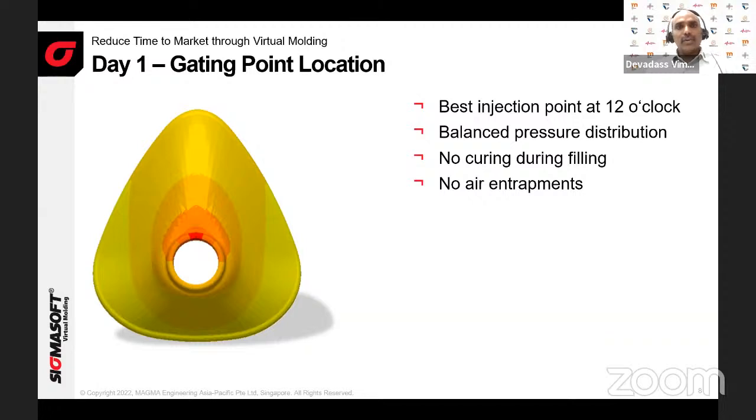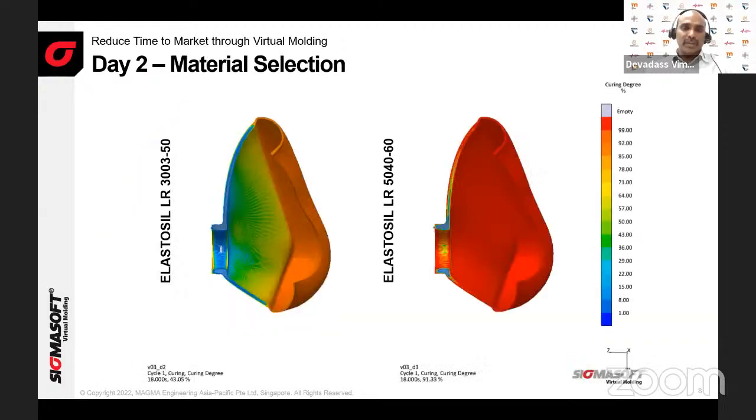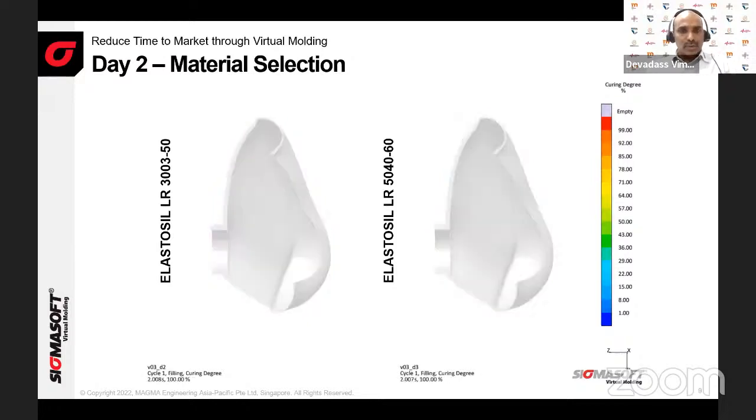Once we decided the gating location, the next step is to find out the material, which material is better, because it needs to produce a good quality part.